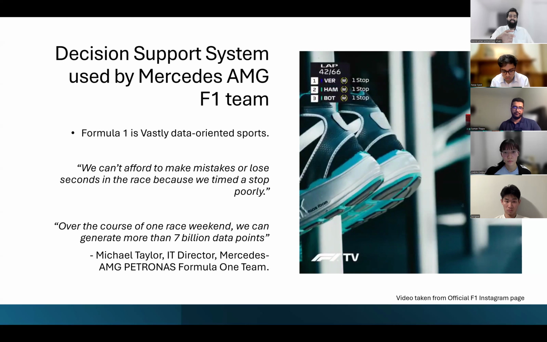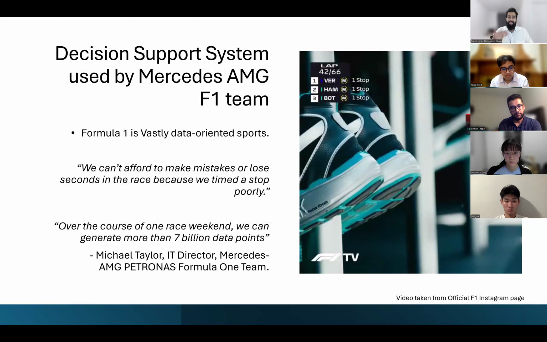And as said by Michael Taylor, the IT director of the Mercedes team, over the course of one race weekend, we can generate more than 7 billion data points. Imagine the amount of data that is being processed, and without a decision support system, making such split decisions would be impossible. And you could see that the race principal, race director, the race engineer, everyone was communicating.